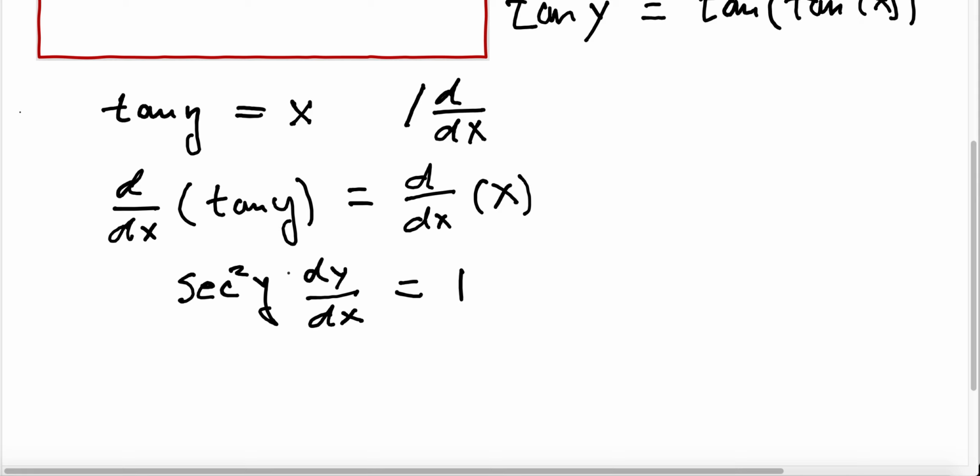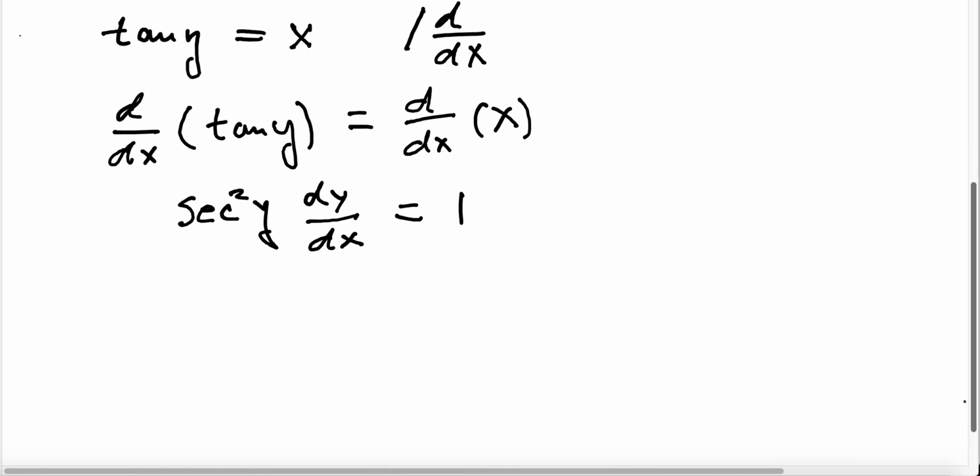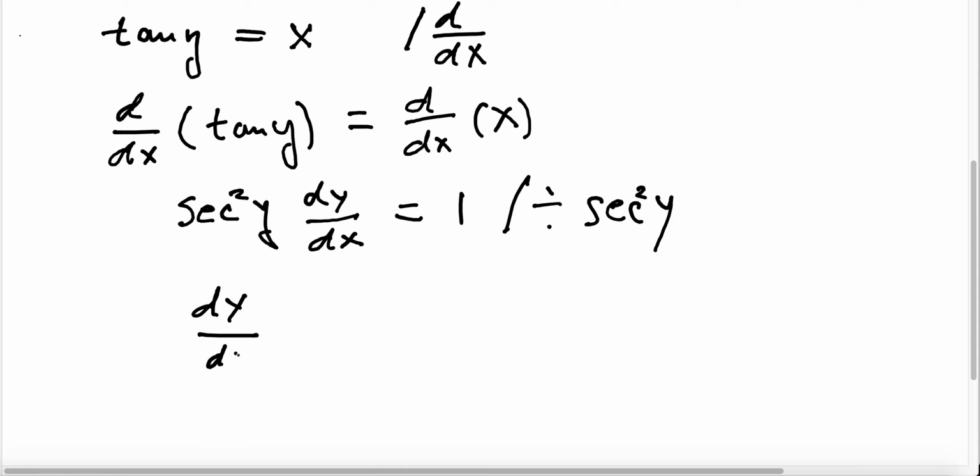And now we want to isolate dy over dx on one side, so I'm going to divide by secant squared y. If I'm dividing by secant squared y, finally we can get dy over dx is equal to 1 over secant squared y.